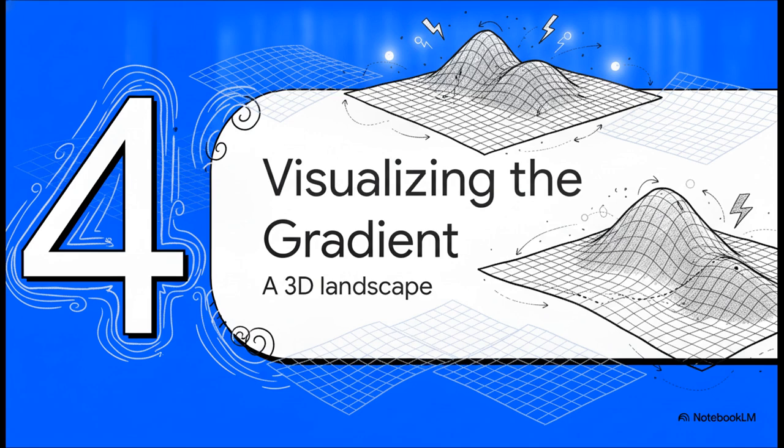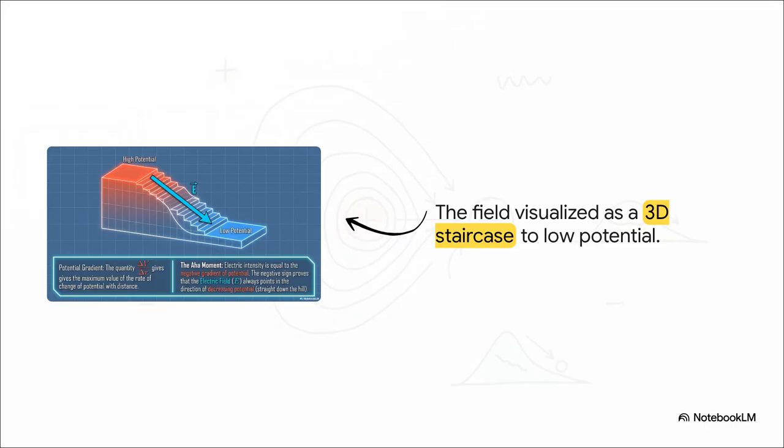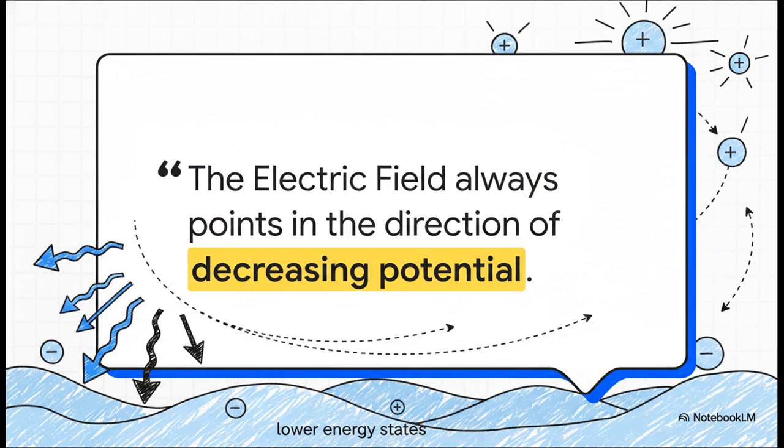Section 4. Visualizing the potential gradient. Okay, this is the real aha moment. Trace that large blue vector arrow pointing straight down the glowing staircase. This is the perfect visualization of how the electric field equals the negative gradient of potential. All that really means is that the electric field always points down the hill. It flows directly from the red high potential plateau straight down to the blue low potential floor. The electric field always points in the direction of decreasing potential.